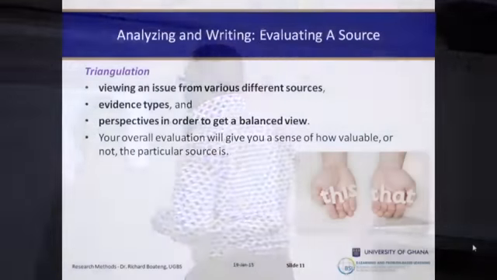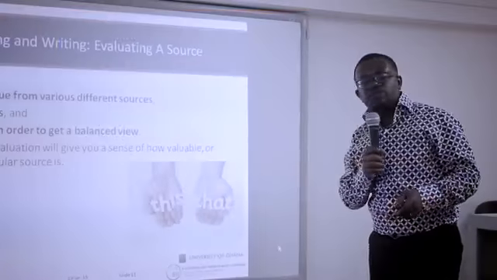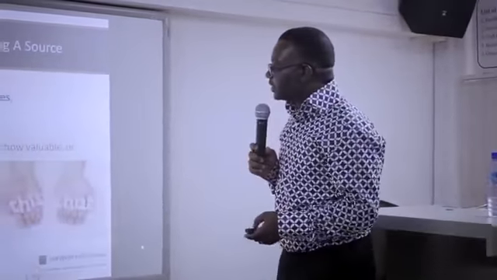To be able to do a very good comparative analysis, you should try and get papers from different sources, either from academic, comparing with practitioner or periodicals, or using periodicals to substantiate other arguments, or different perspectives, different geographic regions, using and comparing the perspectives on the issues that you are trying to study. Okay. And different evidence types and perspectives in order to get a balanced view. Overall, evaluation will give you a sense of how valuable or not the particular source is. So that comparison is very, very important.